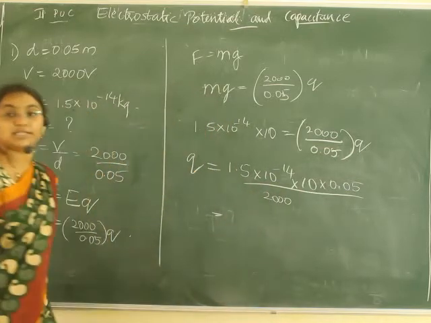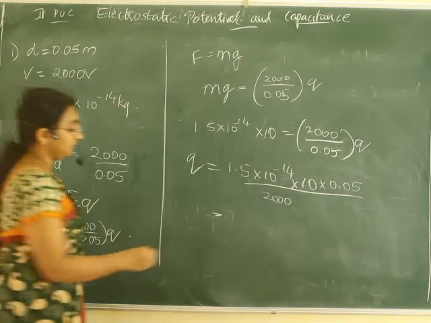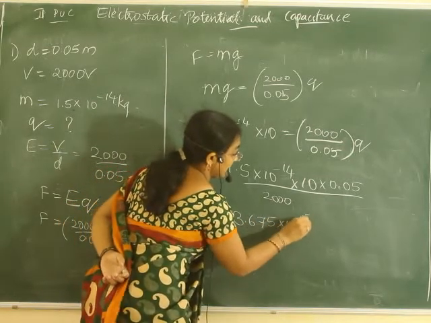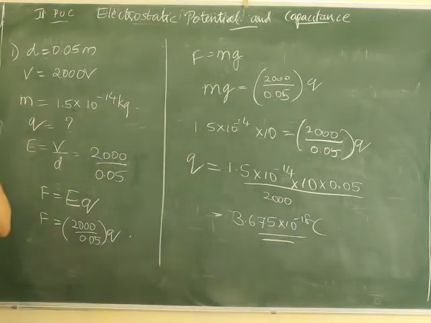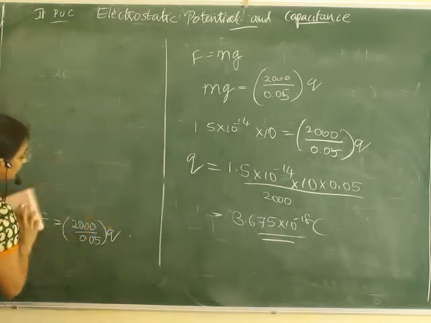What is the answer you get? We got the answer here as approximately 3.675 into 10 to the power minus 18 coulombs. I hope you got the same answer. Did you get the answer? Any doubts? Next question.